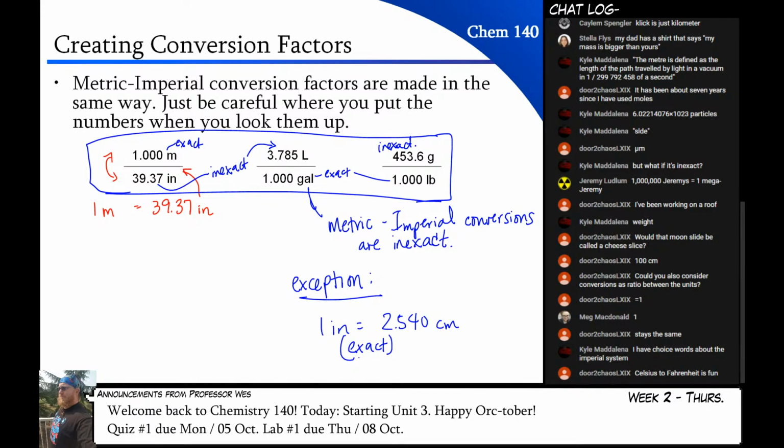Imperial to imperial conversions are oftentimes inexact too, but most of them are exact. And then finally, metric to metric is always exact. That should be an asterisk there, not a 4. All right.